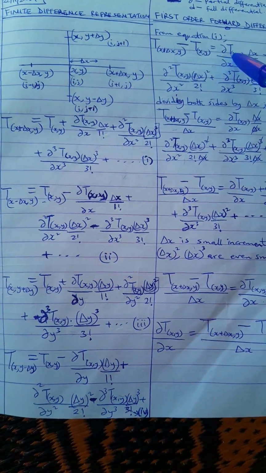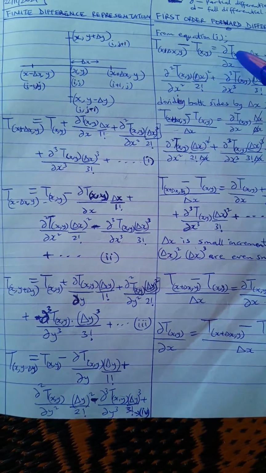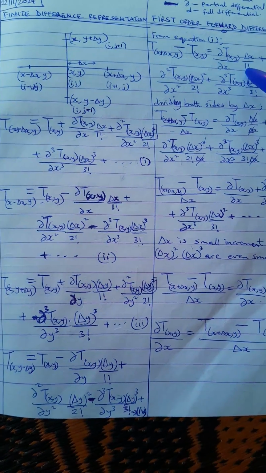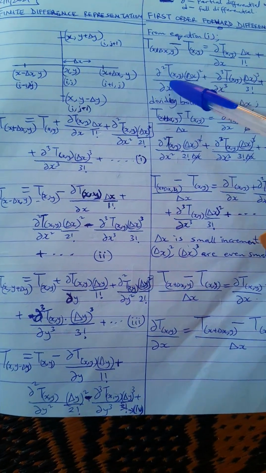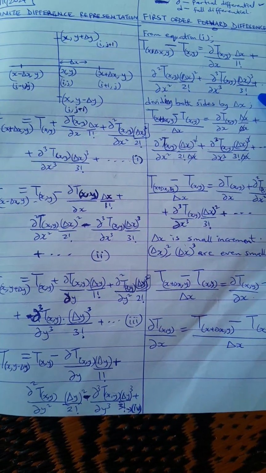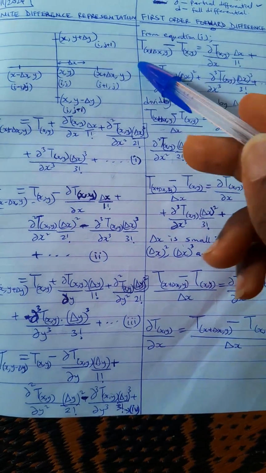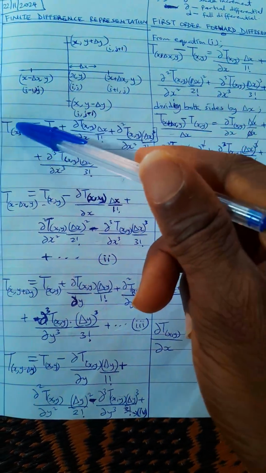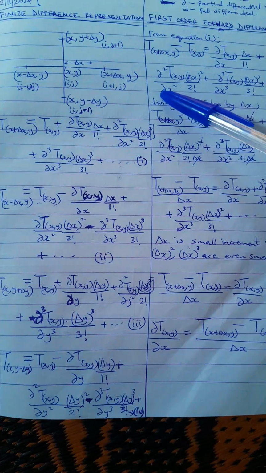So the remaining one is what? D dx T subscript S comma Y delta X over 1 factorial plus D square, and so on for the second, for the third, and so on. So the next step here is what? There's no change. You don't change anything from this equation. The only thing you change is that we move this one to this side. Don't let it affect you.